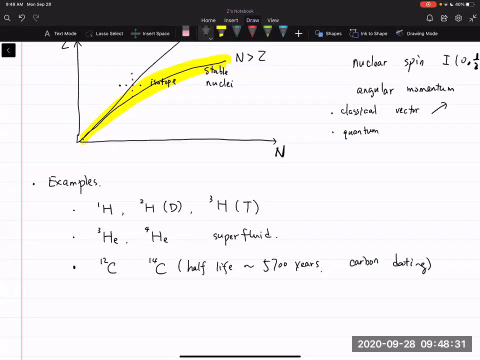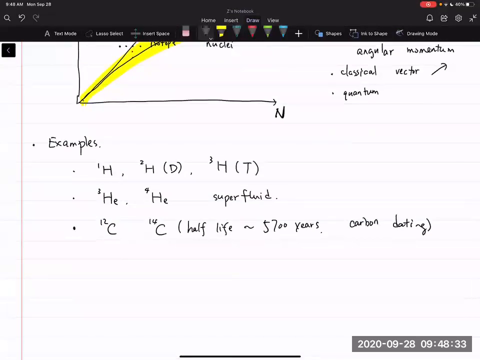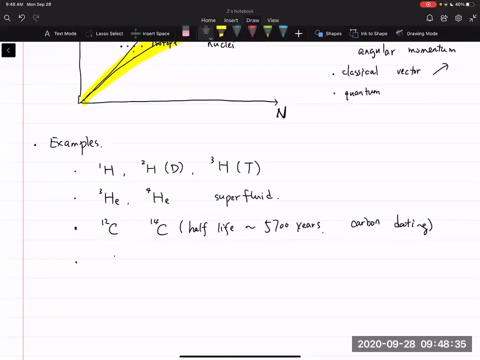The last two examples will be uranium: two uranium isotopes, uranium-238 and uranium-235. So there are a bunch of isotopes we use, and these are some of the examples.